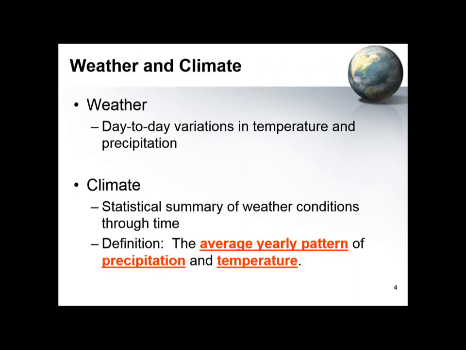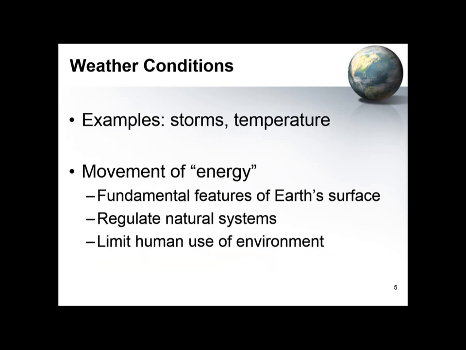Weather and climate. Weather: day-to-day variation in temperature and precipitation. And about climate: a statistical summary of weather conditions through time. Definition: the average yearly pattern of precipitation and temperature. Weather and conditions. Example: storms, temperature, movement of energy, fundamental features of Earth's surface, regulate natural systems, limit human use of environment.